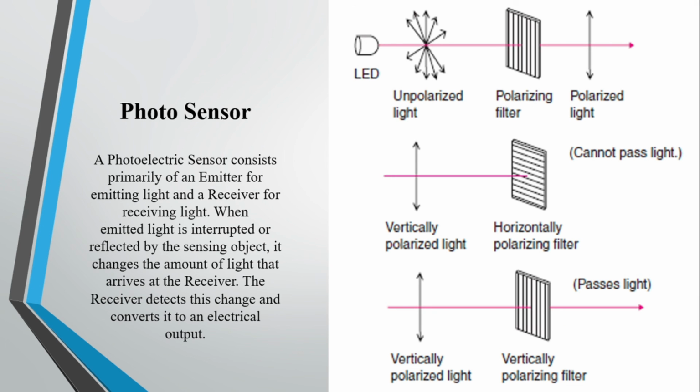Next. Photosensor. The photoelectric sensor consists primarily of an emitter for emitting light and a receiver for receiving light. When emitted light is interrupted or reflected by the sensing object, it changes the amount of light that arrives at the receiver. The receiver detects the change and converts it into an electrical output.